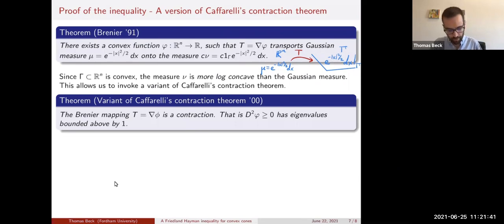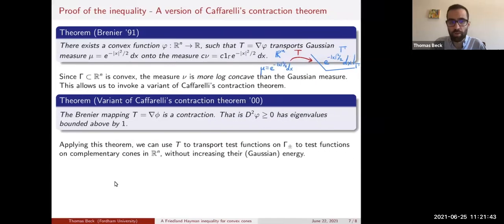So how do we use this? Well, applying this theorem, it allows us to use the transport mapping T to transport or transplant test functions on our original cones gamma plus and gamma minus to test functions on complementary subsets in Rn. And then because T is a contraction, when we do this, we don't increase their Gaussian energy. Okay, in other words, we're not increasing those Gaussian eigenvalues that we are caring about when we're mapping between test functions on gamma plus and gamma minus onto complementary subsets in Rn.